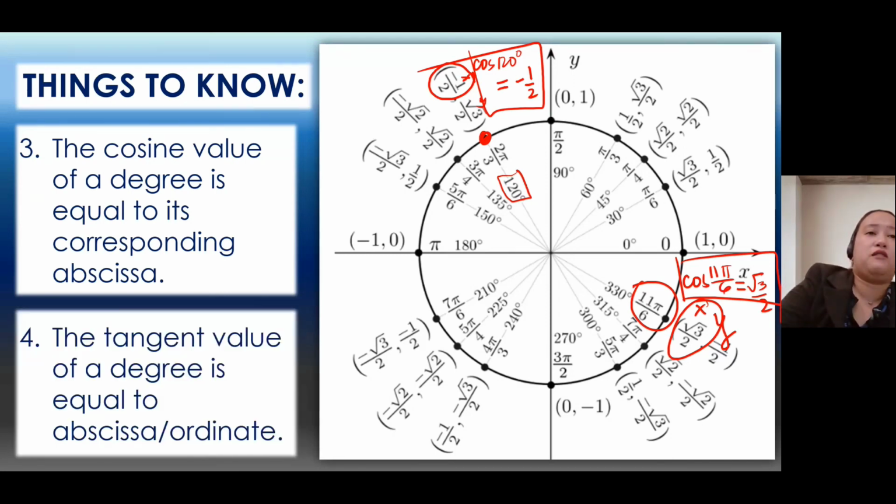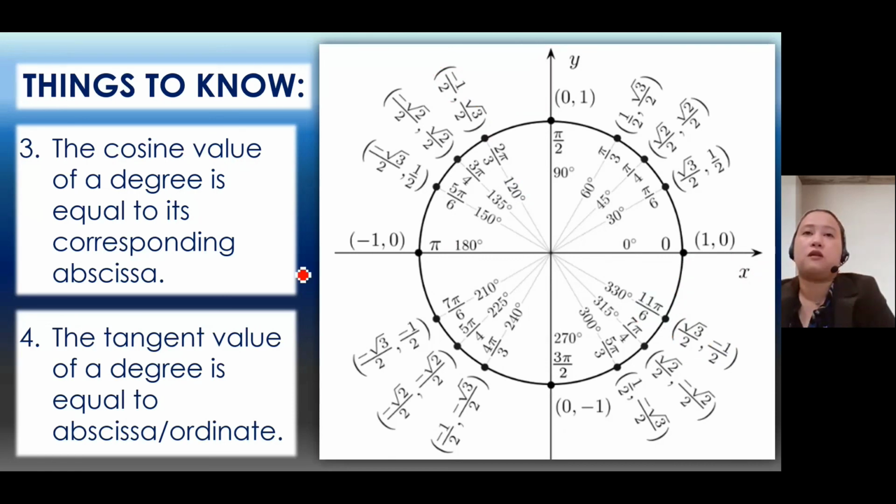Next, the tangent value of a degree is equal to the abscissa over ordinate. So for the tangent, you're just going to divide. For example, tangent of 180 degrees. Negative 1 is the x, 0 is the y. So this is the abscissa, this is the ordinate.